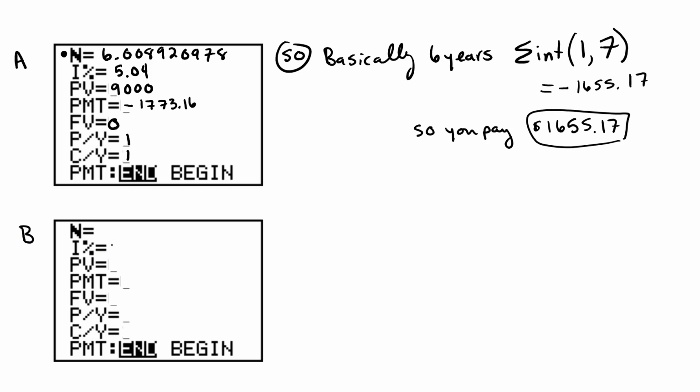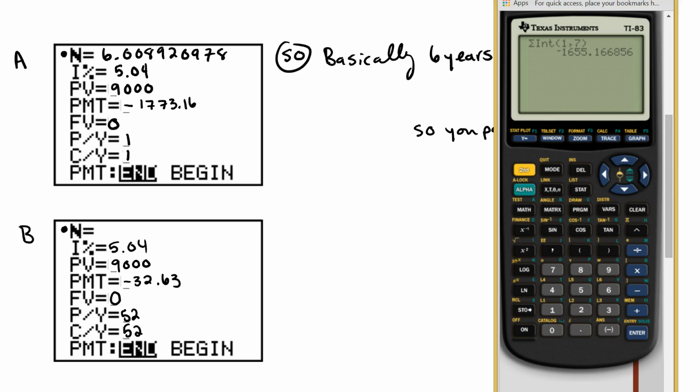Let's analyze option B. We know that the interest rate is the same, 5.04. The amount that we're borrowing is the same. Payments are different though. It's going to be $32.63. The future value is still going to be 0. And our payments per year and compounding periods per year are going to change. It's going to be 52. So when I solve for my n, let's see how that value changes.